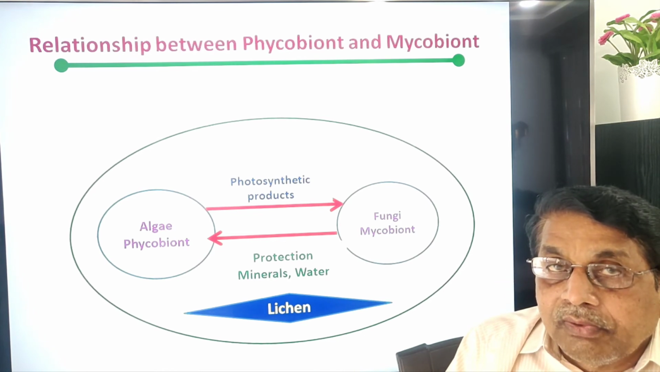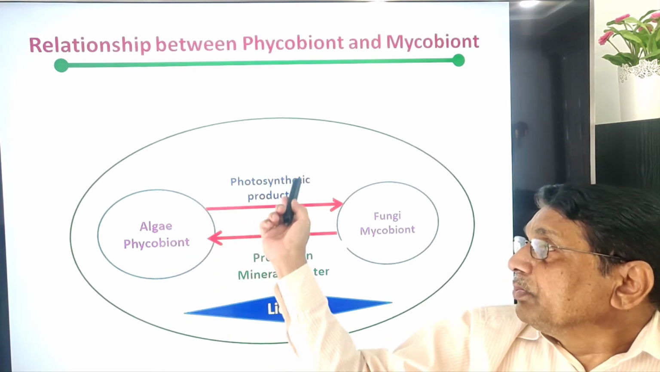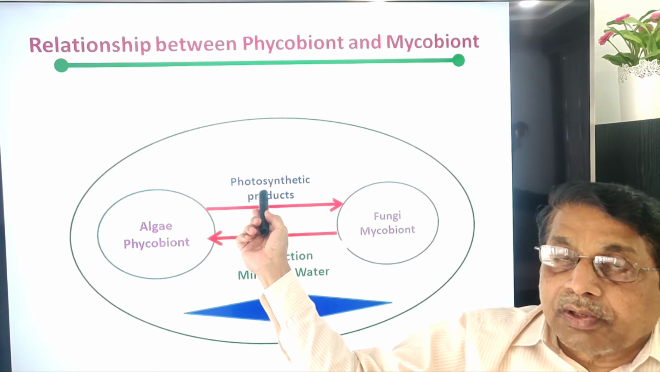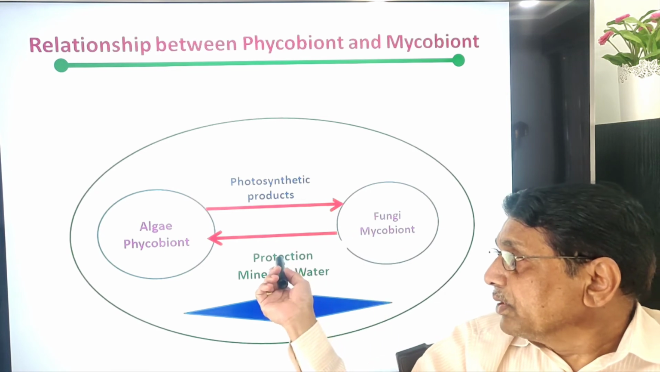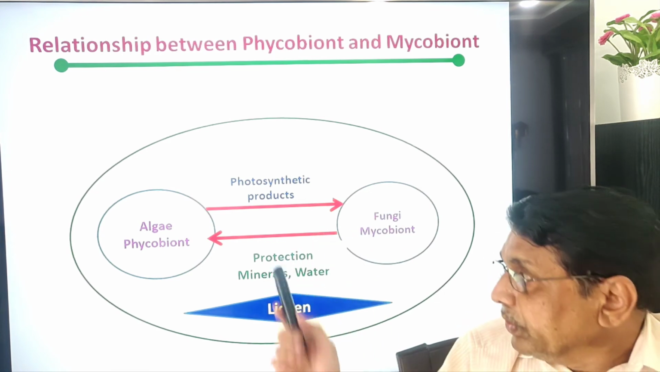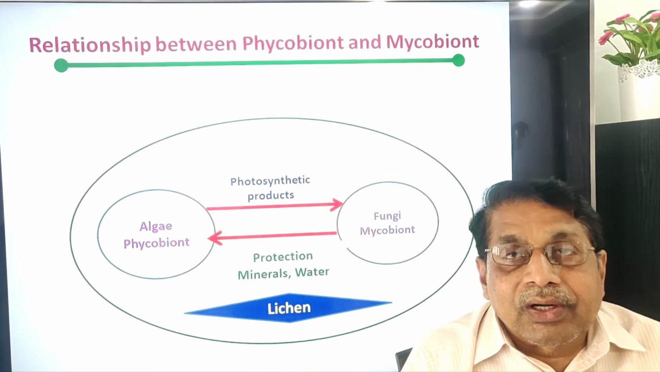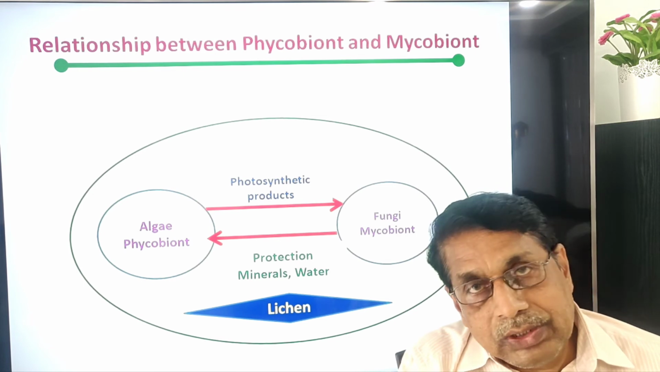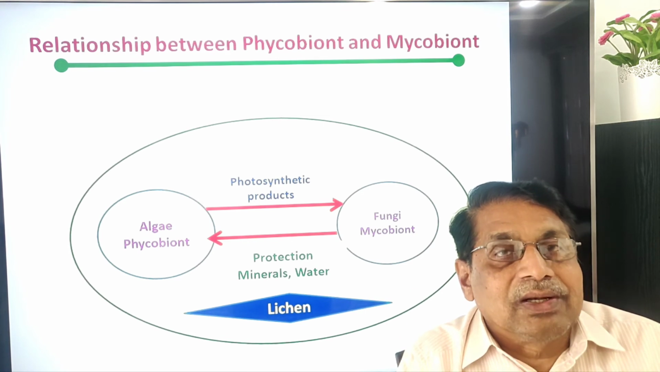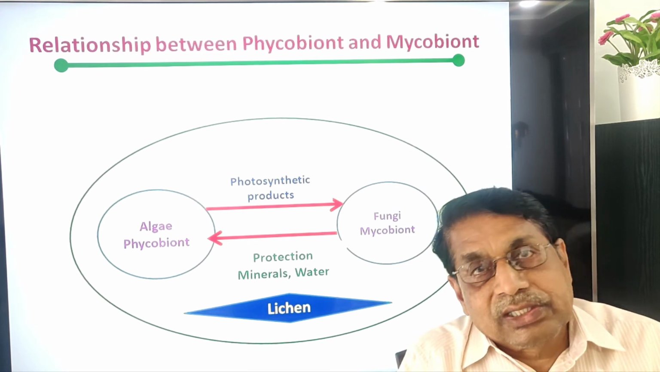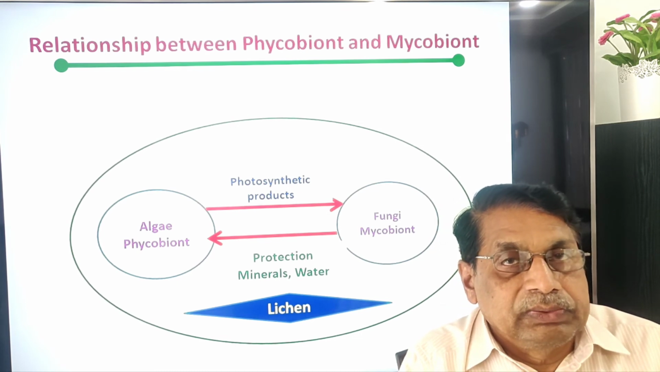What is the type of mutual benefit? The alga synthesizes carbohydrates through photosynthesis and supplies them to the fungus. The fungus in turn provides protection and absorbs the nutrients, minerals and water. So this is like a dual organism. It looks like a single organism, though there are two organisms in it. It behaves like a single organism, with reproduction just like a single organism. Dual organisms. Very interesting.